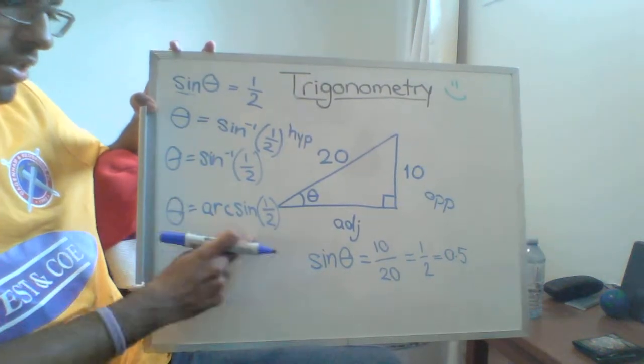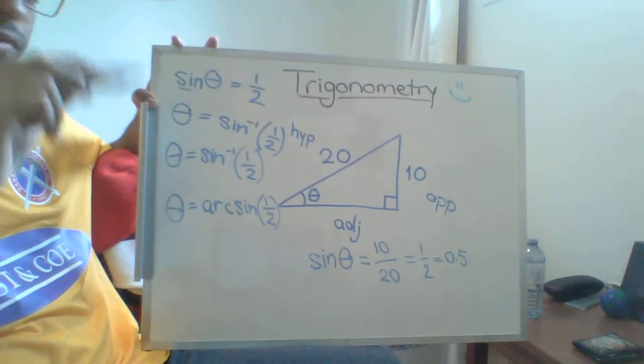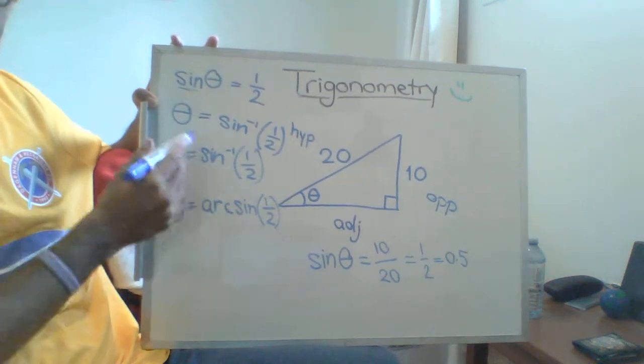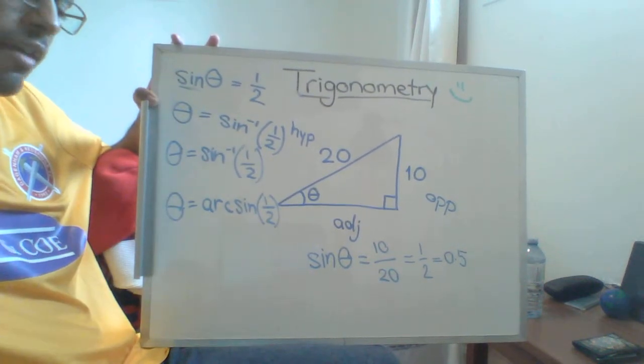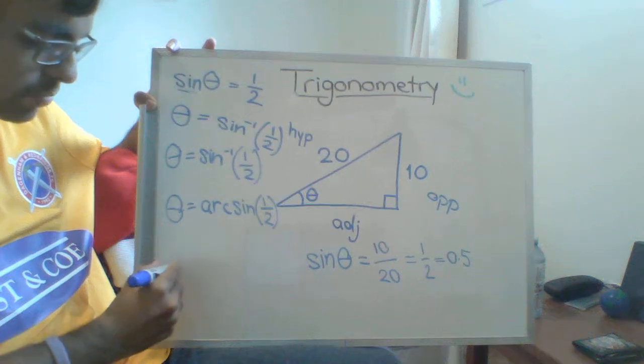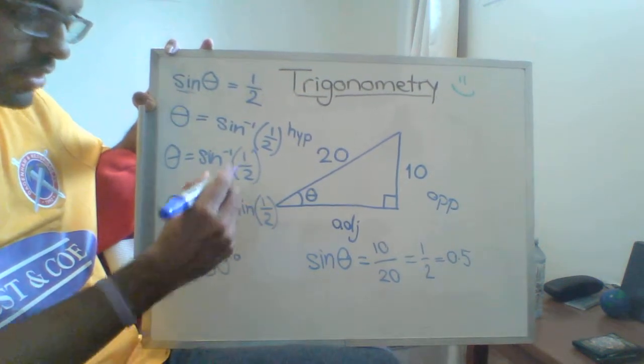And this you can plug into your calculator. You can plug in sine inverse, open bracket, 1/2, close bracket. Or if it doesn't say sine inverse, if it says arc sine, you hit arc sine, 1/2, close bracket, and it should spit out an answer. And the answer that it should spit out is 30 degrees.